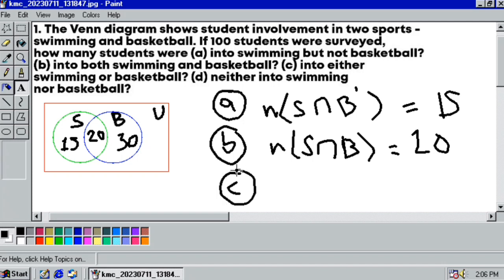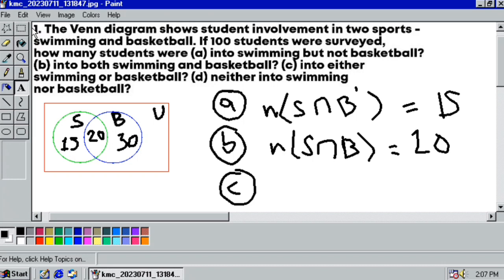Now for C. How many students were into either swimming or basketball? So how many students in total? That's basically the union, where the two sets are, all the elements that are in set A or set B, but in this case we have set S and B. So the union is all of the sets. The shaded part right here is the union.